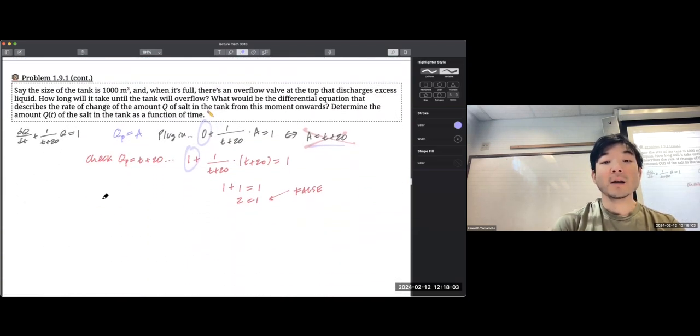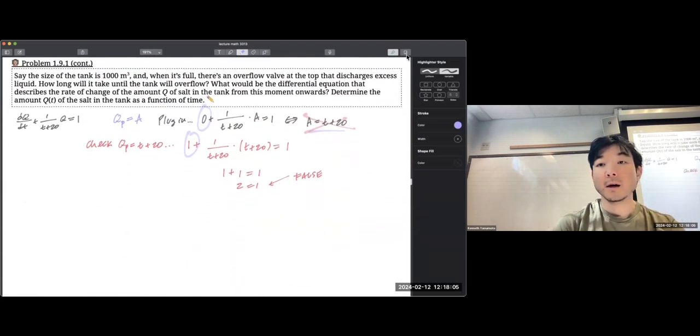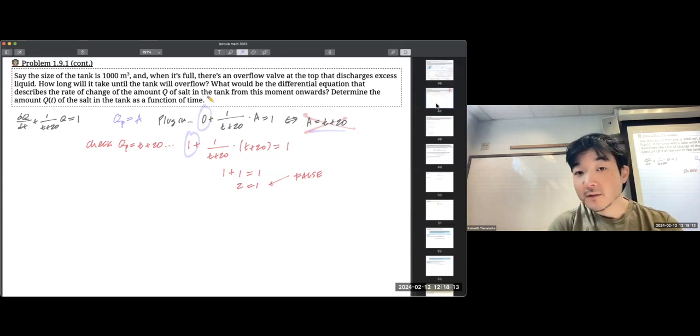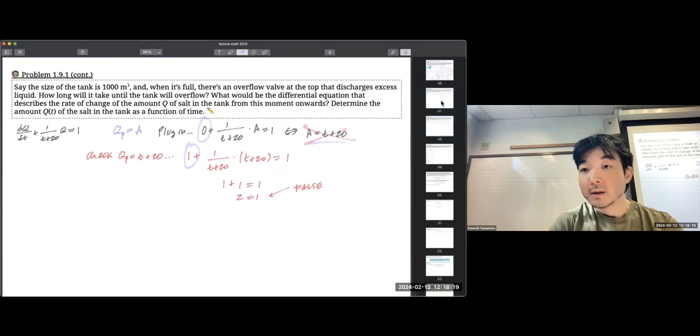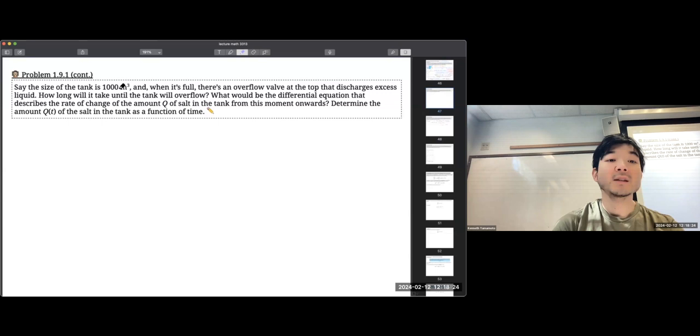Okay, now let's say that the size of the tank is not infinite. So let me just duplicate this page because I feel like I'll need more space. So let me copy and paste this page, and then let me clear this. Okay, so say the size of the tank is 100 cubic meters.